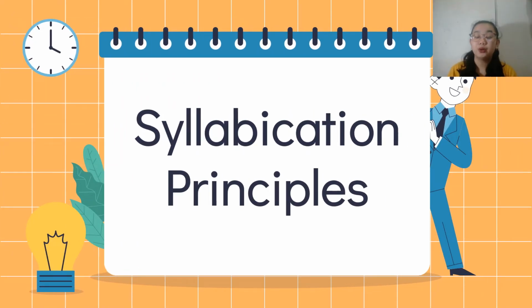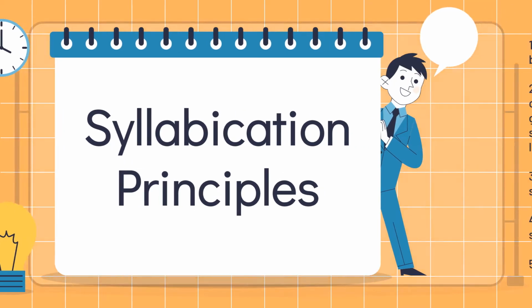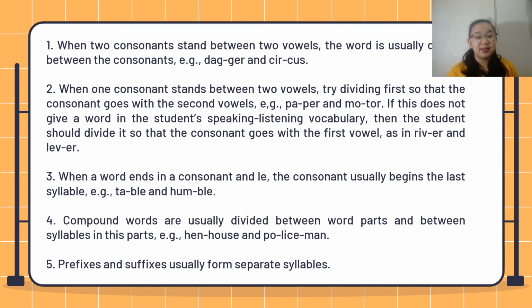And now to our second subtopic, the syllabication principles. When two consonants stand between two vowels, the word is usually divided between the consonants. For example, dagger and circus. When one consonant stands between two vowels, try dividing first so that the consonant goes with the second vowel. For example, paper and motor.